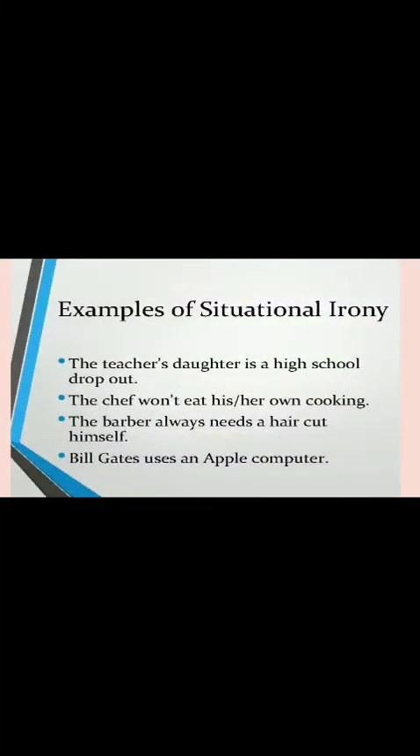The teacher's daughter is a high school dropout. The chef won't eat his or her own cooking. The barber always needs a haircut himself. Bill Gates uses an Apple computer. So, what do you observe from the example? It's like the statement is different or opposite to what you expected to happen, right?